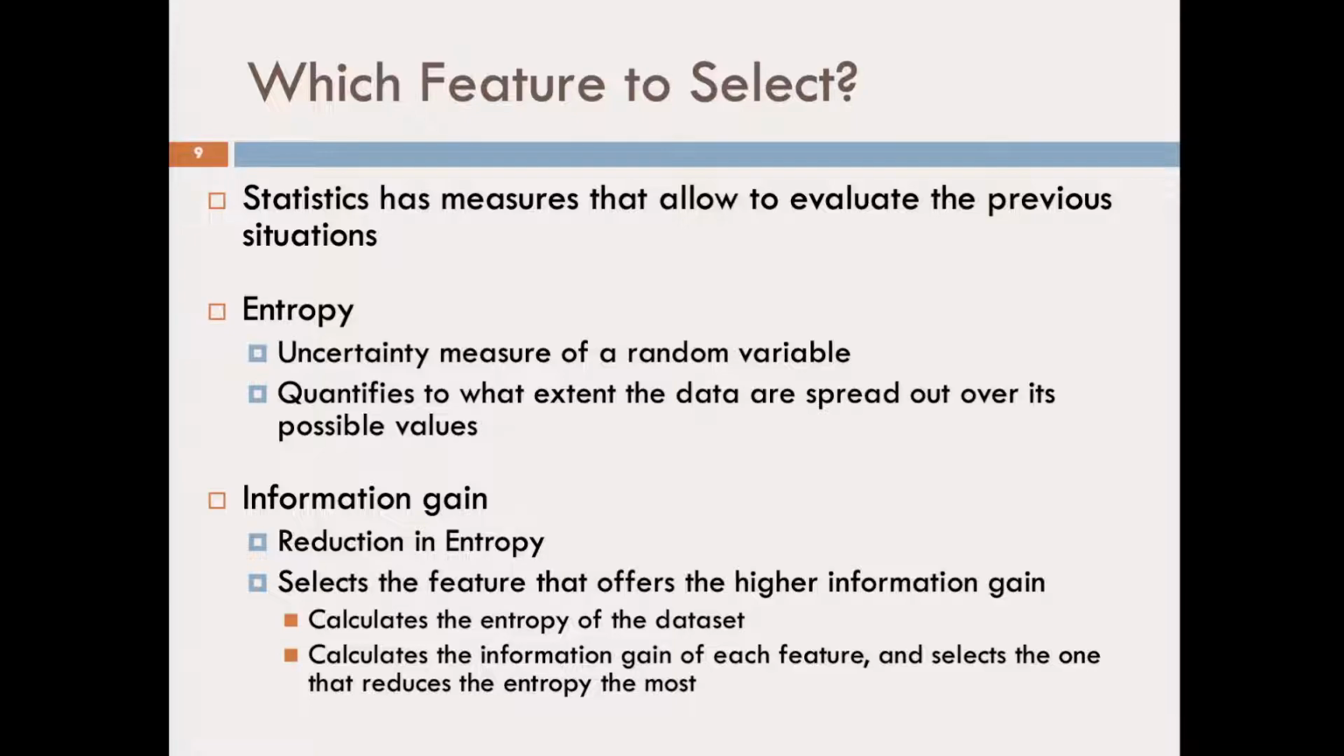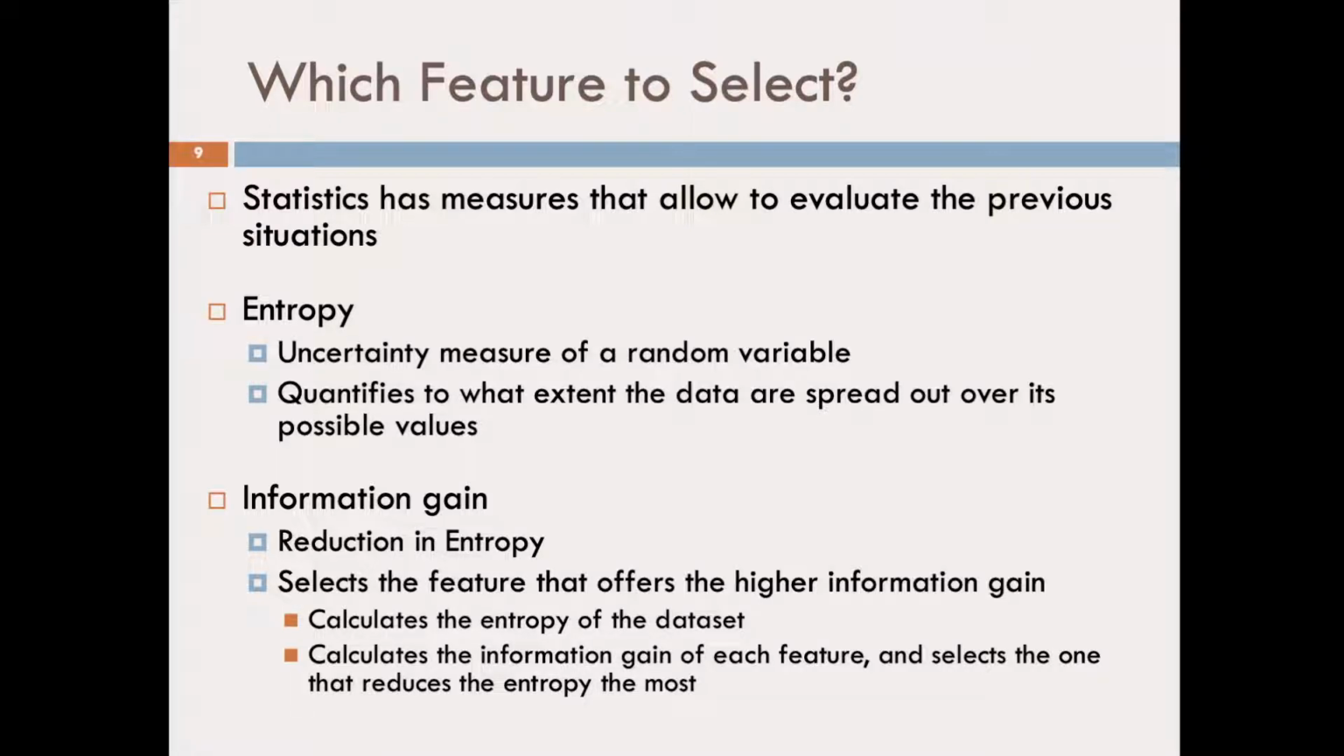Statistics give us some measures to evaluate these previous situations. We have to use some statistics. We are going to use entropy, which measures the uncertainty of a random variable. In our case, it quantifies to what extent the data are spread out over its possible values. Okay? So it's going to measure the quality of a subset.